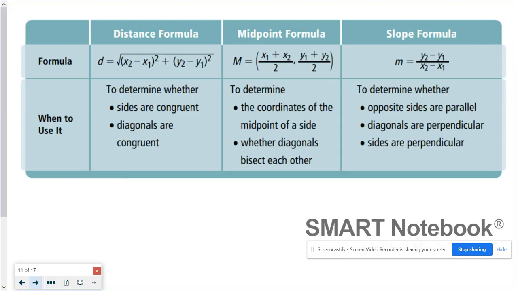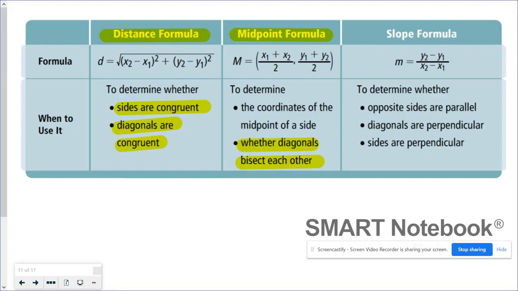coordinate plane. So the distance formula, I can use the distance formula to determine whether sides are congruent or if diagonals are congruent. I can use the midpoint formula to determine whether diagonals bisect each other. Because from the previous module, we saw the proof that if the midpoints of the two diagonals are the same, that proves that they bisect each other.